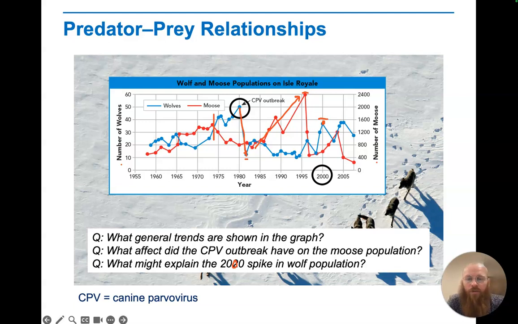And so the key thing to take away from this, and we're going to work with this graph and other similar graphs that show this in this unit, is that there's an ongoing interplay between predator and prey, and it goes back and forth.